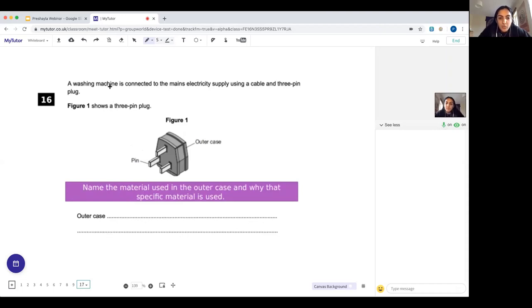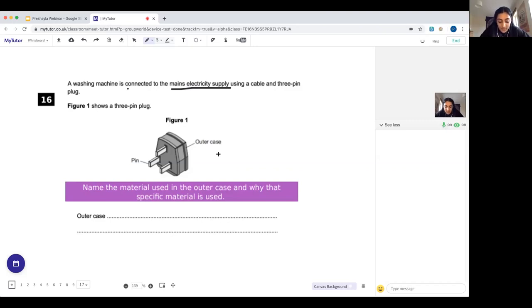Okay, so a washing machine is connected to the mains electricity supply, so again, AC, using a cable and 3-pin plug. It's our 3-pin plug here. Now, I haven't told you the exact answer to this question, but I'm hoping that you'll be able to guess what it might be made out of and why we use that material. So the outer case, what is the material used for the outer case and why is that material used?